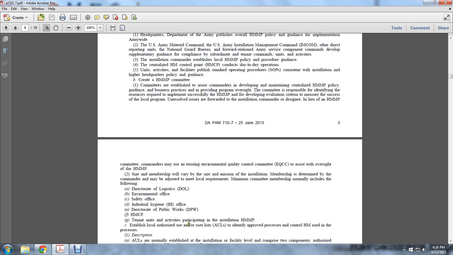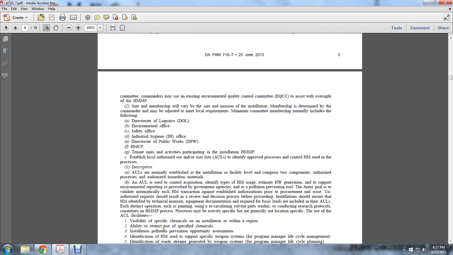Establish local authorized use and user lists to identify the approved process and hazardous material used in the process. Authorized user lists are normally established at the installation or facility level and comprise two components: authorized processes and authorized hazardous material. An authorized list is used to control acquisition, identify the types of hazardous material usage, estimate hazardous waste generation, and support environmental reporting prescribed by government agencies as a pollution prevention tool.